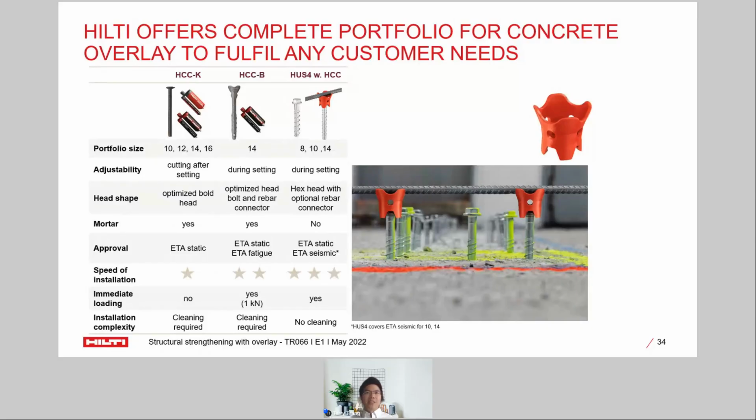The installation is very simple. It gives you the fastest way to install, gives you immediate loading, and the installation complexity is very low because you don't really need to clean the hole. You either blow out the dust or use the drill bit, bringing it up and down to clean the hole, and then you can achieve the same performance. And here, the HUS4 is approved for ETA static case or ETA seismic case.